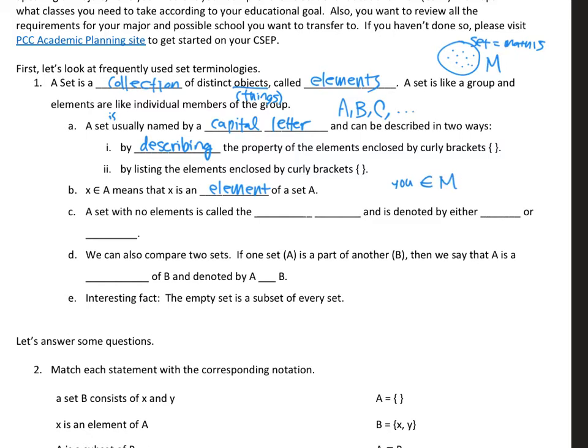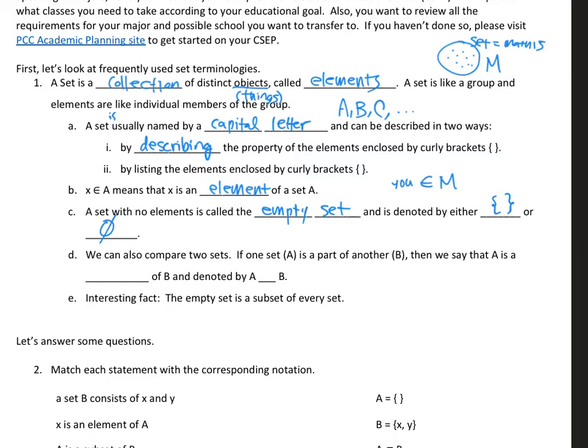Part C, a set with no element is called the empty set. Basically a class that has nobody in it. It's denoted by either just curly brackets with nothing in them, or the empty set notation, a zero with a little slash. So this is a set that has nobody in it. If I had a class but I didn't have any students, it's kind of like I don't really have a class, there's a class in name but nobody's in it.